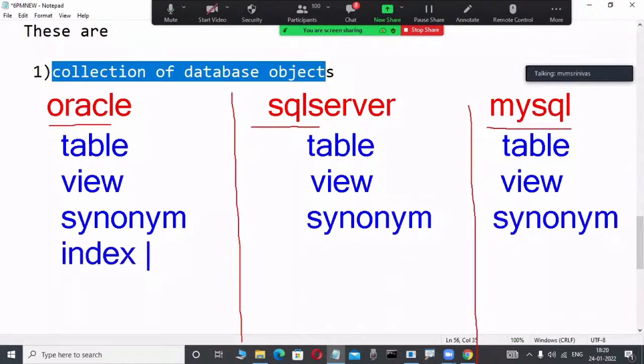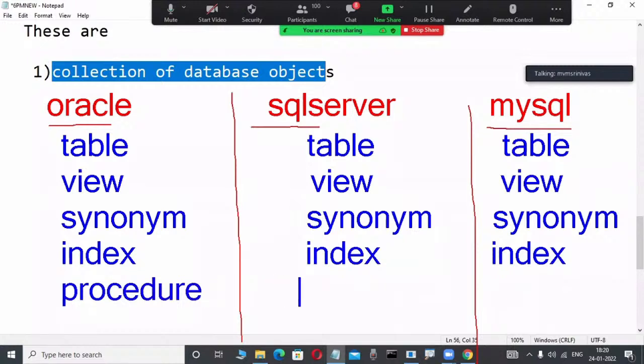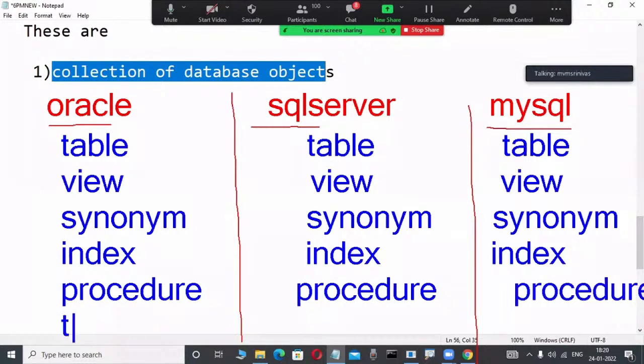Here index is there. Here also index is there. These are called objects. Okay, some terminology. Big concepts only. Okay, fine. Now here a procedure is there. Here also procedure is available. Here also procedure is available. Here trigger is there. Okay, that's a database object. Here also trigger is there.